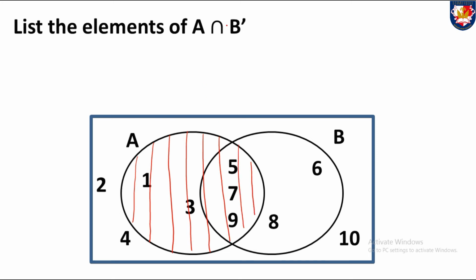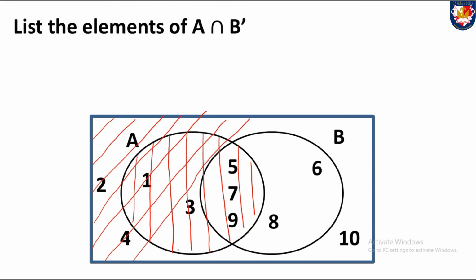And then for B complement, we shade all the area outside of B. So we shade all the area outside of set B. Do it very carefully. See what I did here? I shaded all the region outside the circle of set B. Remember, do it very carefully.